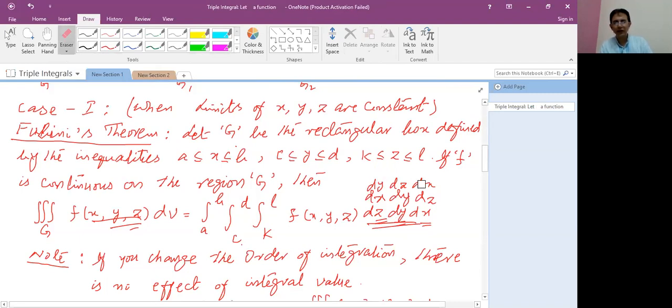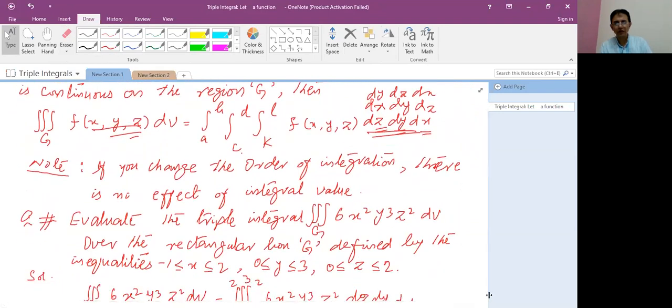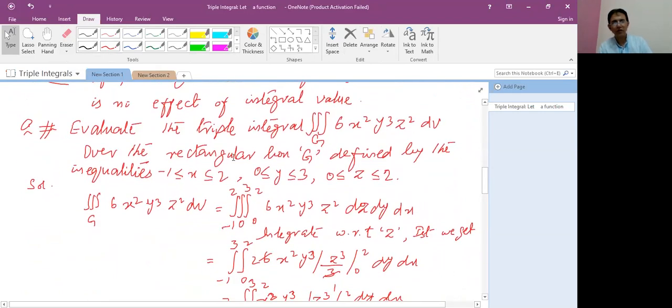So we will integrate in 6 ways if we change the order of integration, but the answer should be similar. So now, student, according to this theorem, Fubini's theorem, we will apply it here.